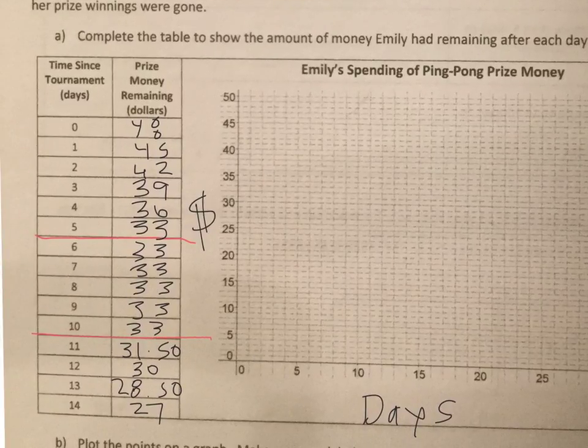Okay, so 0, 48. Over 0, up 48. Then over 1, up 45. Over 2, up 42. Over 3, up 39. Over 4, up 36. Over 5, up 33.